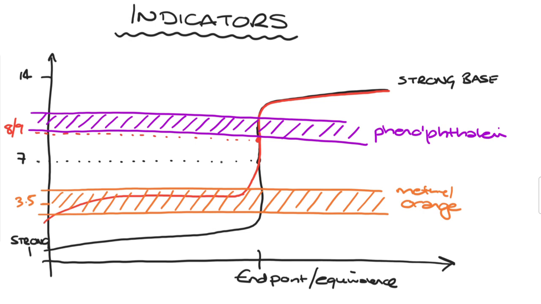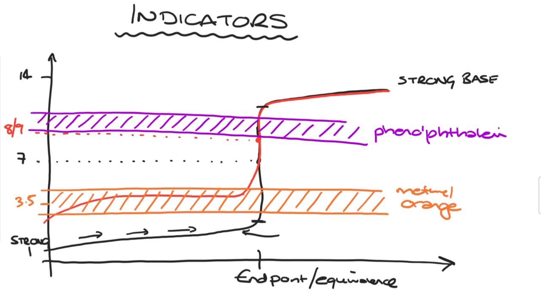So if we were to look at our strong acid and our strong base titration, which was this black curve that we had originally, this one here, we can see that as the pH changes, it slowly increases. Then we get the rapid pH change from about here to about here. Both of those pH changes would traverse each of the bands for methyl orange and phenolphthalein, depending on the concentrations we're using, obviously. And so for a strong acid versus a strong base titration, we could theoretically use either of these indicators.